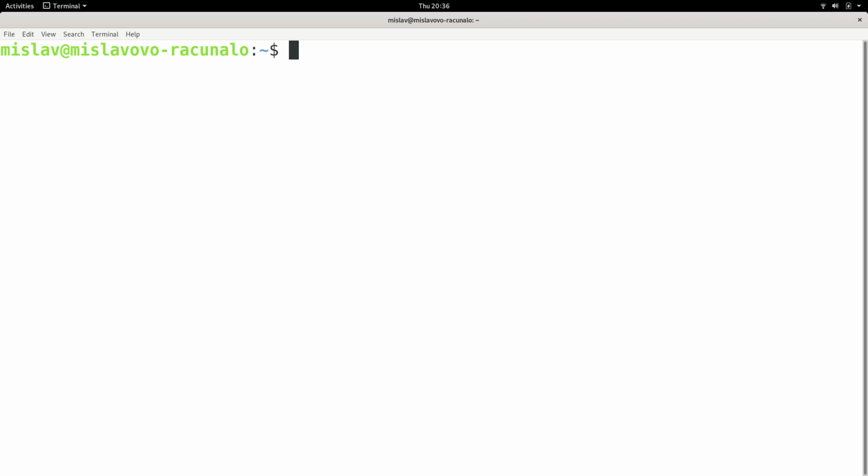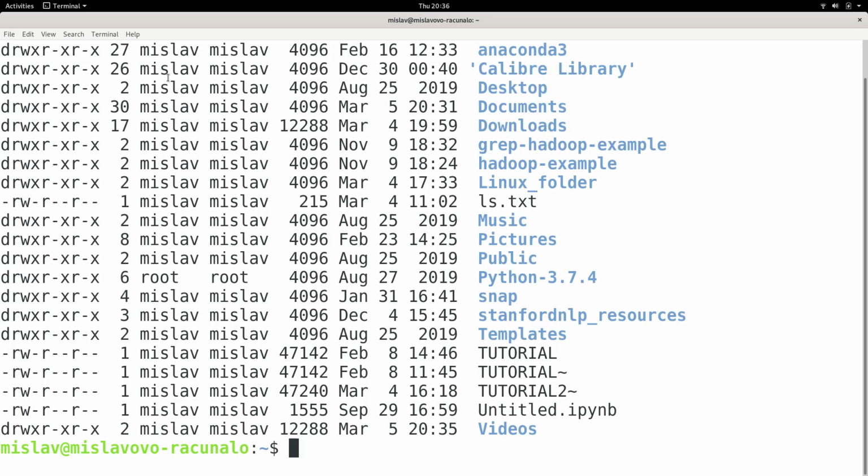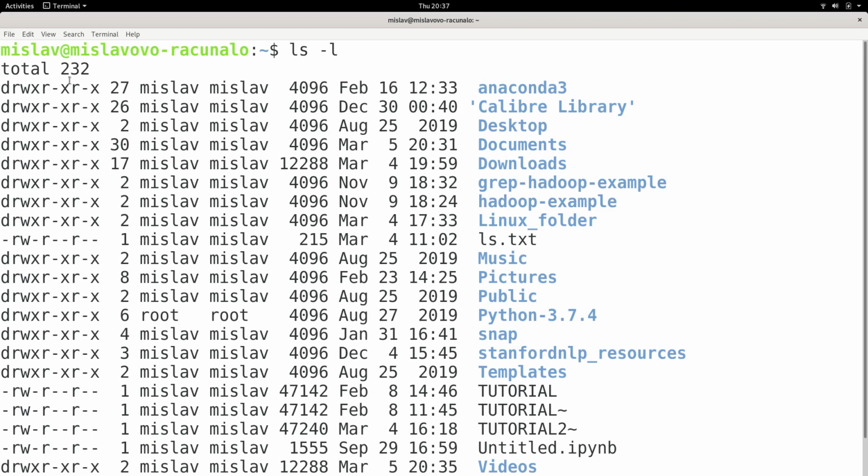So every Linux file has a set of permissions that determine whether you have the rights to read, write, or execute the file. Now, I will use the ls -l command, which stands for list long, and I can see here, for example, let's take a look at this file and its permissions. The first column is its permissions. Let's take a look at that.